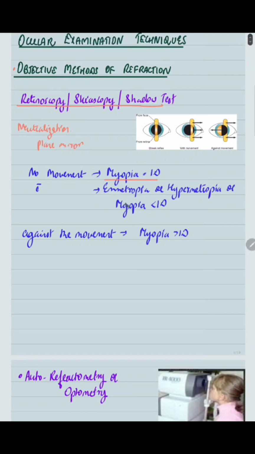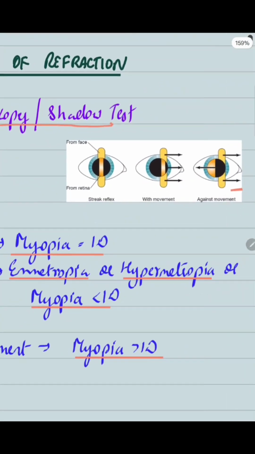If the movement is along with the movement of the retinoscope, then it is emmetropia, or hypermetropia, or myopia of less than 1 diopter. If the movement is opposite to the movement of the retinoscope, then it is myopia of more than 1 diopter. This is the retinoscope reflex, and there is a light reflex from the eye. With the movement: emmetropia, hypermetropia, or myopia less than 1 diopter. Opposite movement: myopia of more than 1 diopter.